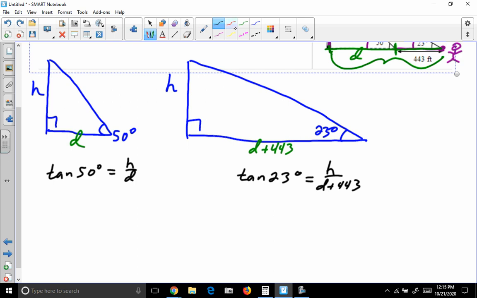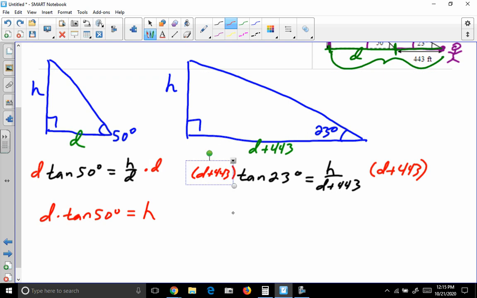If we want to, we could clear fractions. So we could multiply the first fraction by d and get d times tangent 50 degrees equals h. On the other one, we could multiply times d plus 443 on both sides to get d plus 443 times tangent 23 degrees, and that's also equal to h.